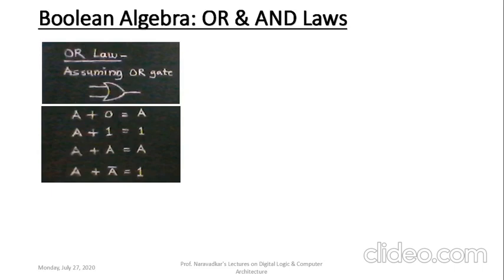Once again, keep in your mind, this is not an arithmetic operation, it is a logical OR operation. We have to assume an OR gate and then accordingly we have to rewrite those corresponding laws. Similarly, the second combination, A plus 1. A is one of the inputs, 1 is the other input. Irrespective of the logic on A, the output of the OR gate will be 1 here. So clearly shown.